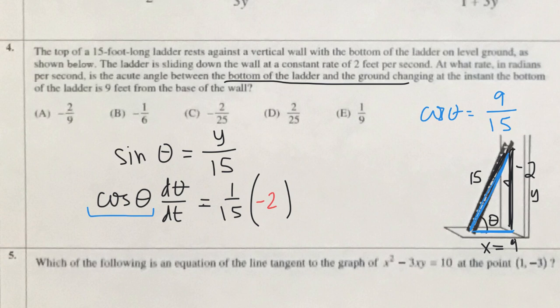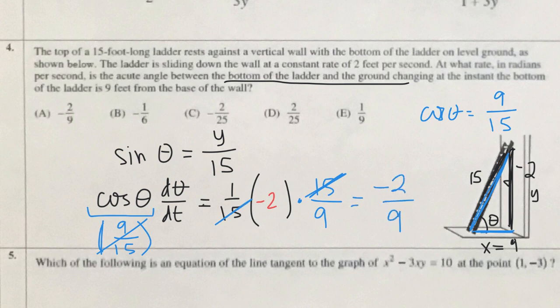Okay, so we're going to plug in a 9 over 15 here. And now, in order to get rid of my 9 over 15, I'm going to multiply both sides by 15 over 9, right, the reciprocal. So let's see what happens. This 15 and the 15 divide out, and I get a -2 over 9 as my rate of change of my angle, which is right here, option A.